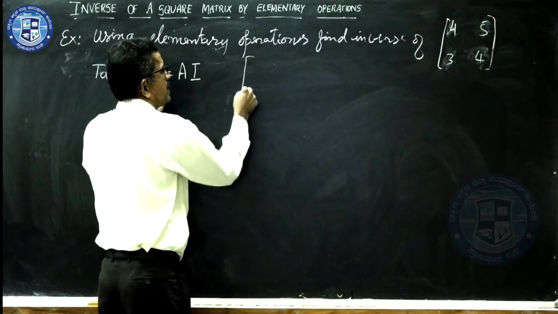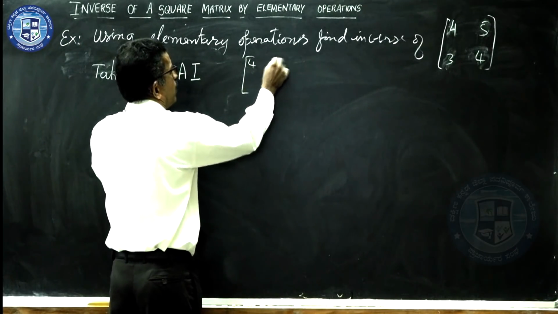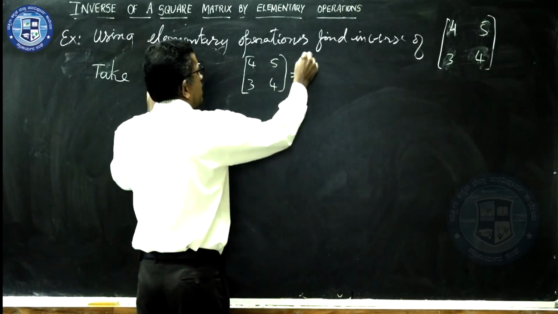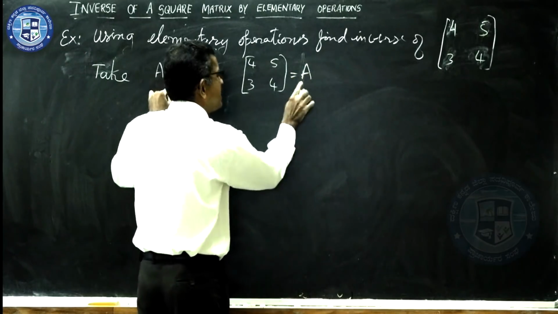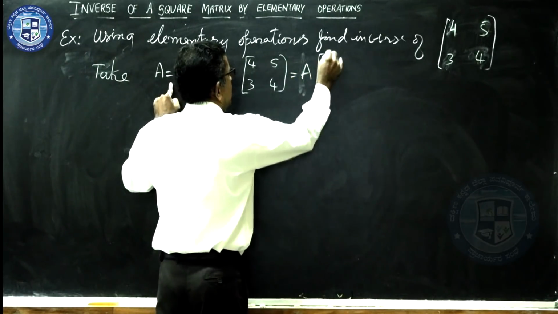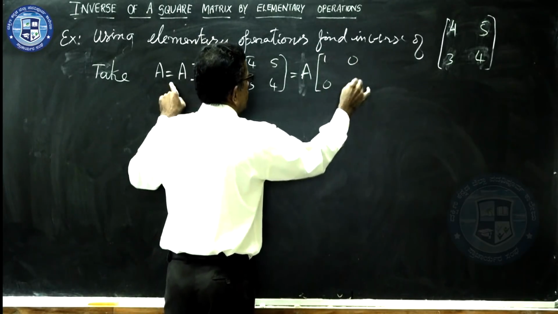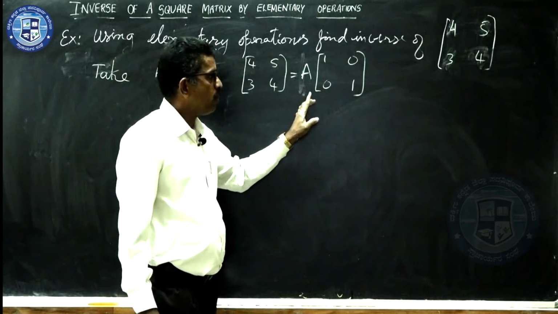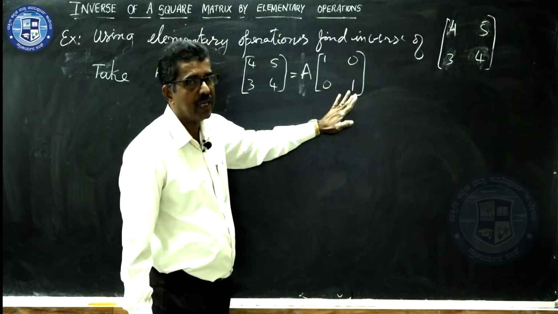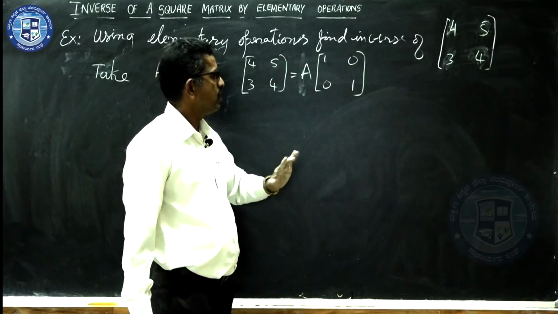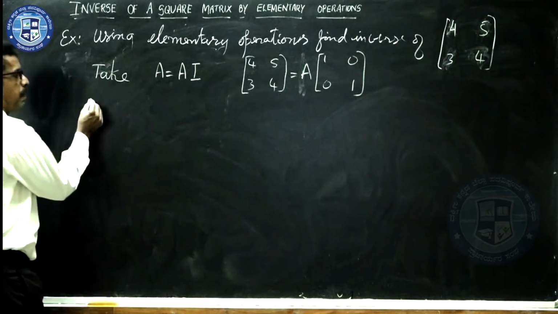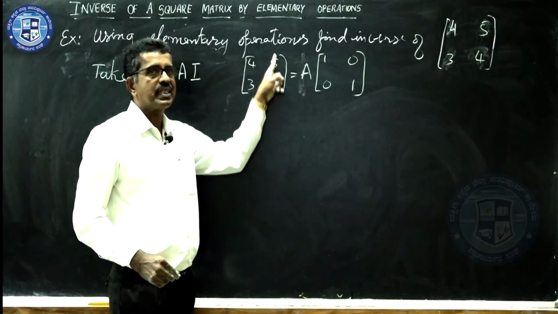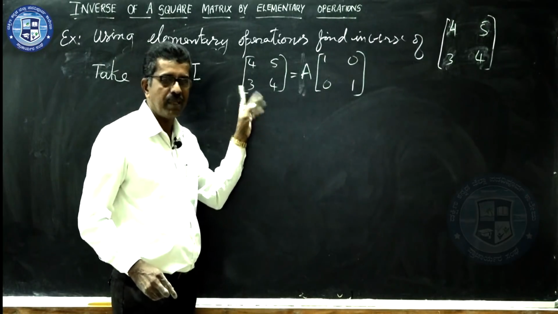What is A here? A is 4, 5, 3, 4, which is equal to A as it is, then the second matrix, the identity 1, 0, 0, 1. When you apply elementary column operation, the second matrix must be changed. You are supposed to make this one an identity matrix. How can we make this an identity matrix? Can you suggest a method?